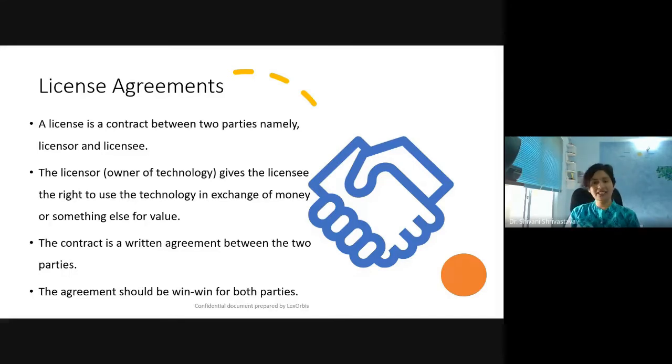Licensor is the owner of the technology, and licensee is the person who wants the technology so that they can manufacture and commercialize it in the market. And obviously it will be in exchange of money or something else, like it's a legal contract. So consideration is an important part of it. The contract should be a written agreement between both the parties.